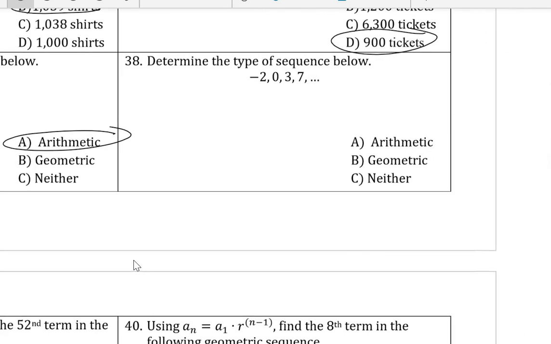So don't be fooled by positive going to negative. Always check. Here I'm checking arithmetic. So I get a difference of 2, a difference of 3, a difference of 4. That's not working. Geometric doesn't work, so we're looking at neither.